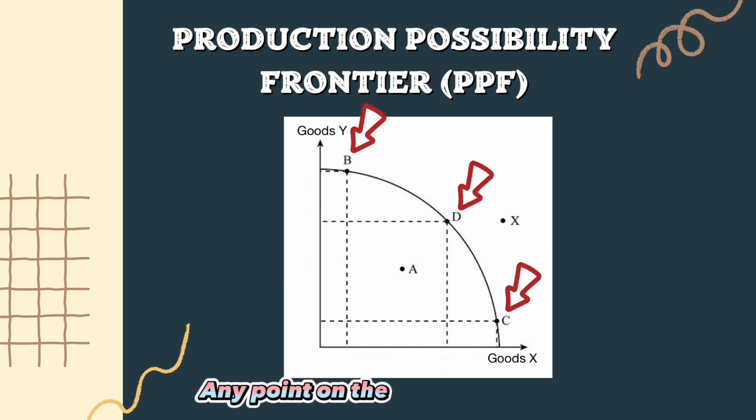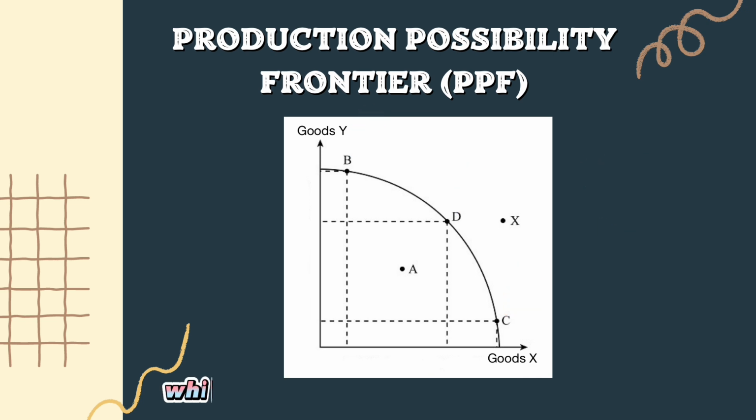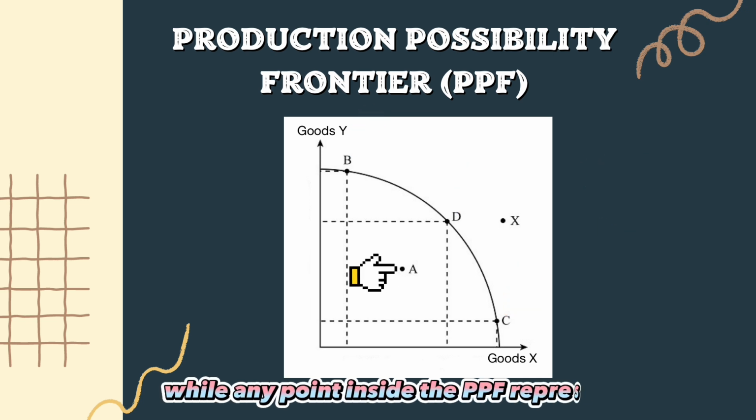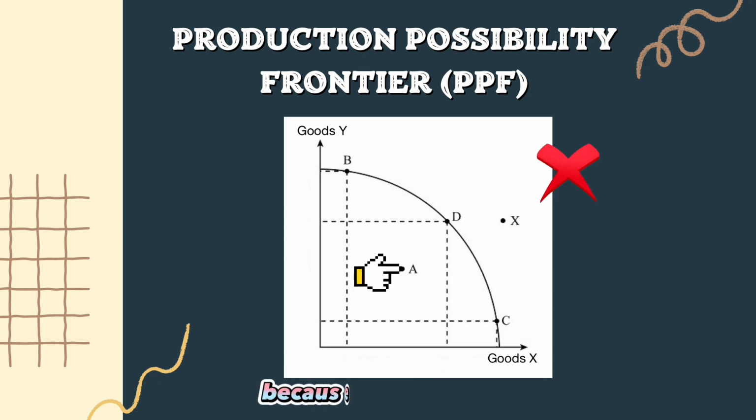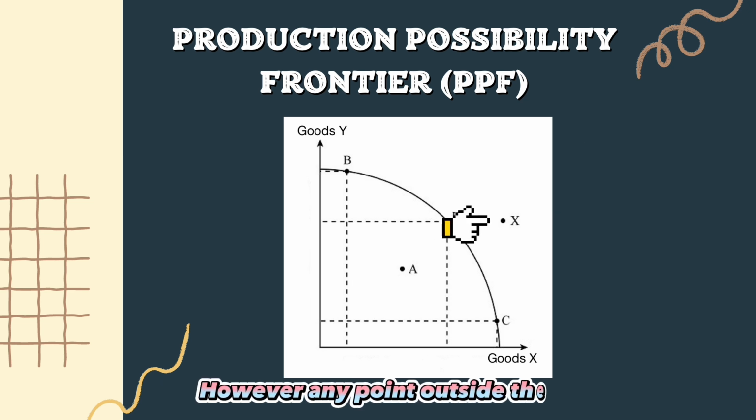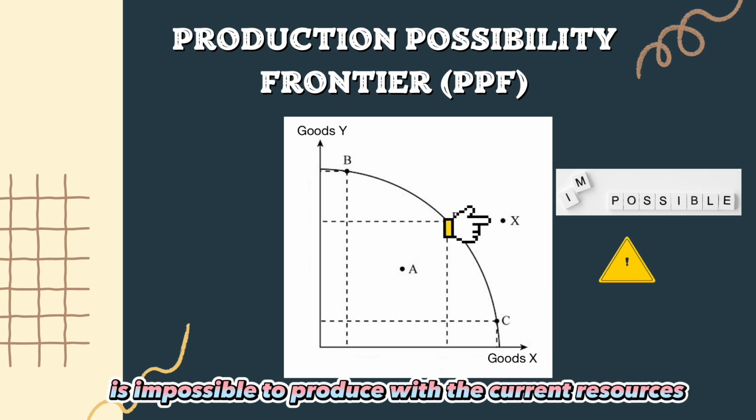Any point on the PPF represents an efficient allocation of resources because it uses all available resources to produce goods. While any point inside the PPF represents an inefficient allocation of resources because some resources are not being used to produce goods. However, any point outside the PPF is impossible to produce with the current resources.